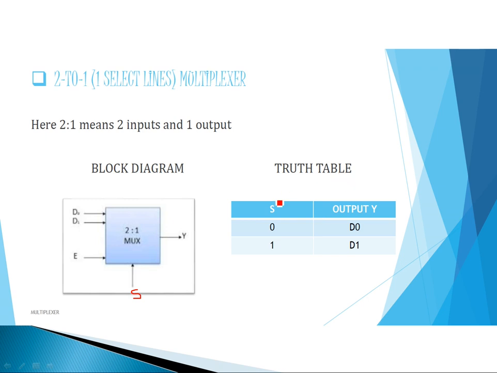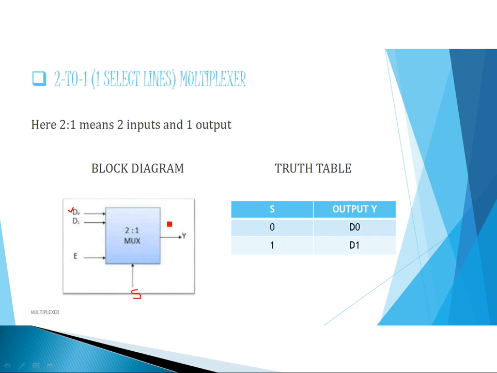You can see that in the truth table here. S is the select line and Y is the output. Here there is only one select line, hence there are only two possible combinations. That means S can be either 0 or 1. Whenever S is 0, the very first input will be selected, that is D0. Hence the output Y equals D0.